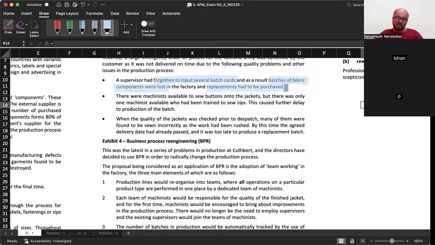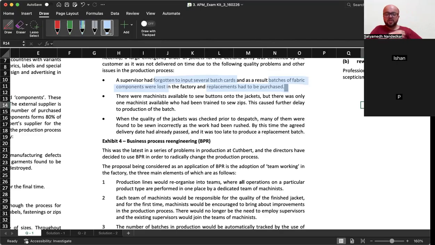There were machinists available to sew buttons onto the jackets, but there was only one machinist available who had been trained to sew zips. This caused further delay to the production of the batch.